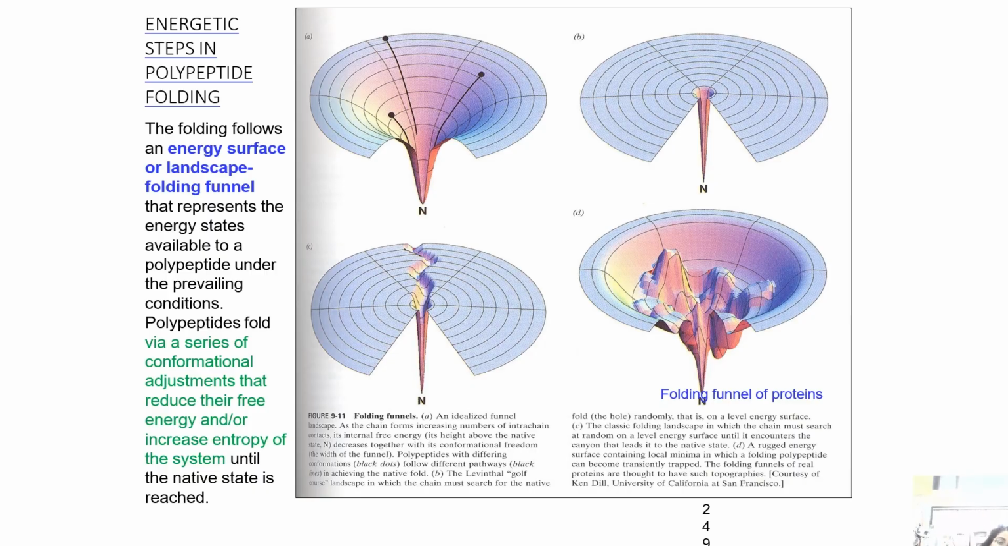So there are energetic steps in polypeptide folding. The folding follows an energy surface or landscape, a folding funnel, that represents the energy states available to the polypeptide under prevailing conditions. Polypeptides fold by a series of conformational adjustments that reduce their free energy or increase entropy of the system until the native state is reached.